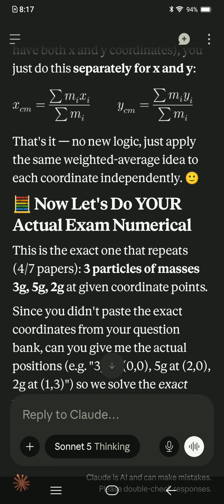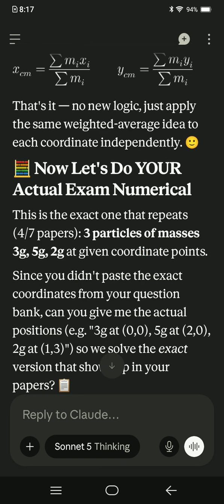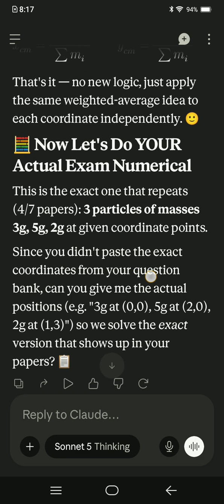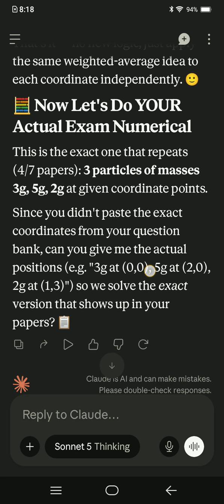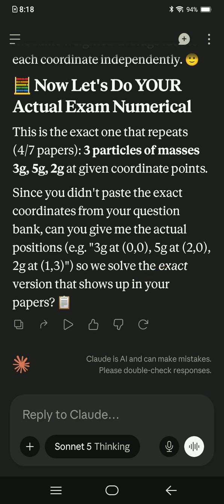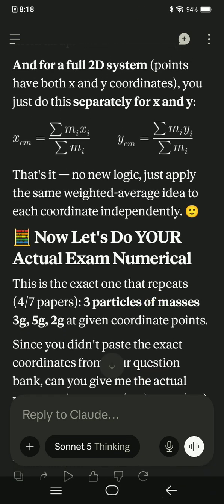Now let's do your actual exam numerical. This is the exact one that repeats on 4 out of 7 papers. Three particles of masses 3g, 5g and 2g at given coordinate points. Since you didn't paste the exact coordinates from your question bank, can you give me the actual positions? So we solve the exact version that shows up in your papers. Wait, let me bring the PYQs.